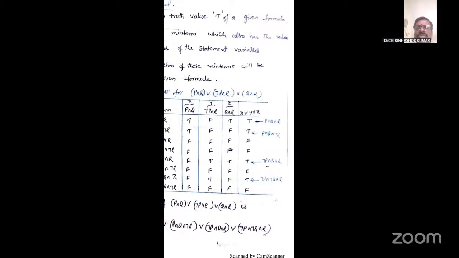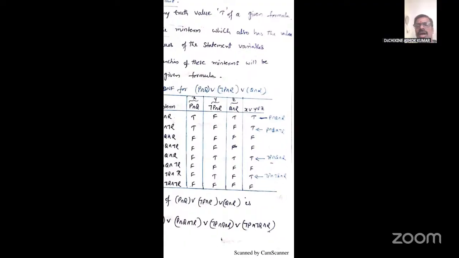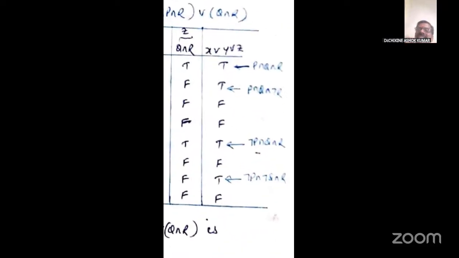T F T: at least one of the quantities is true, so the result is true. And in the third one, all three quantities are false. In this type of situation only, the result will be false. The fourth one is also false, then fifth, sixth, seventh, like that we have to prepare all of them. And finally, I want to write the principal disjunctive normal form. This column is only the disjunctive normal form. It is not the principal disjunctive normal form.